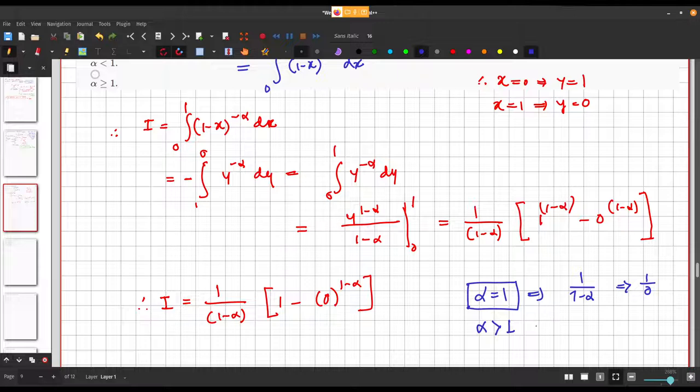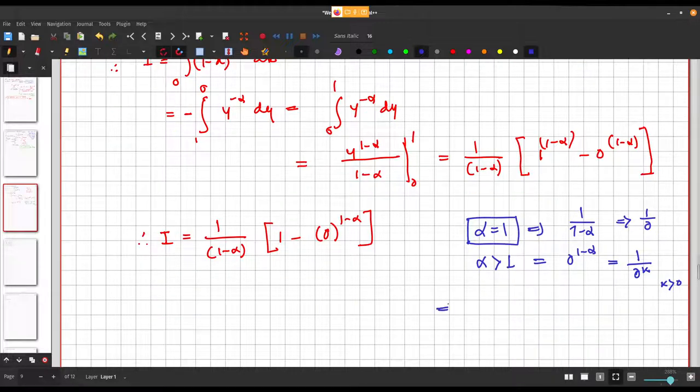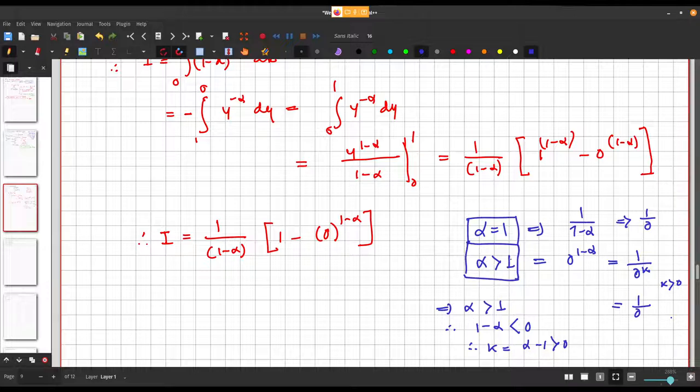Similarly, for alpha greater than 1, 0 to the power 1 minus alpha will imply something like 1 over 0 to the power k, where k is greater than 0. Right? Why? Because alpha is greater than 1, that means 1 minus alpha is less than 0. So we can say that k equal to alpha minus 1 is greater than 0, and that is what we are getting here basically. So this also has the form of 1 over 0, which diverges. So for alpha greater than 1, the integration again does not exist. So these values of alpha are not permitted.